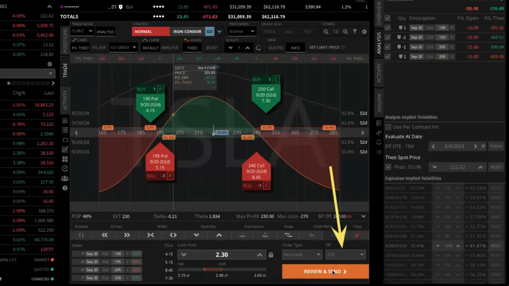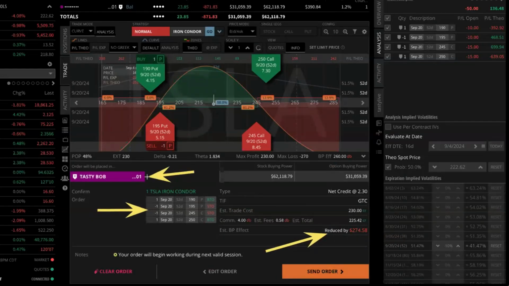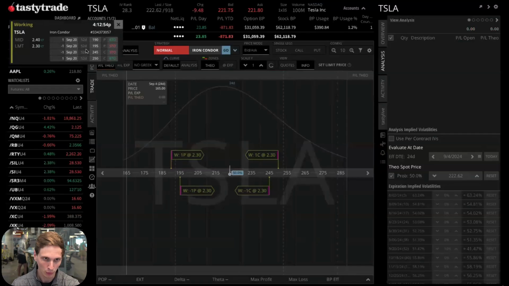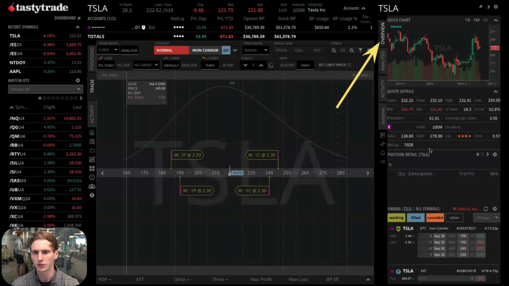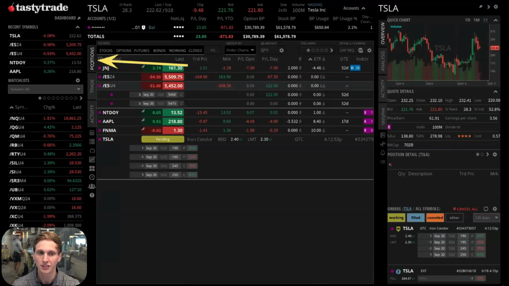Once we're ready to send it off, we can click on review and send. Get a breakdown on our trade, any commissions and fees we're paying, buying power reduction, the account we're placing it in. Then we can send it off. And now we're working that order on Tesla. When we go back to the overview section here, we'll see this working order on our right side panel. But additionally, kind of your main hub for managing your positions, you'll go to the positions tab and you'll see this current working order on Tesla right here.